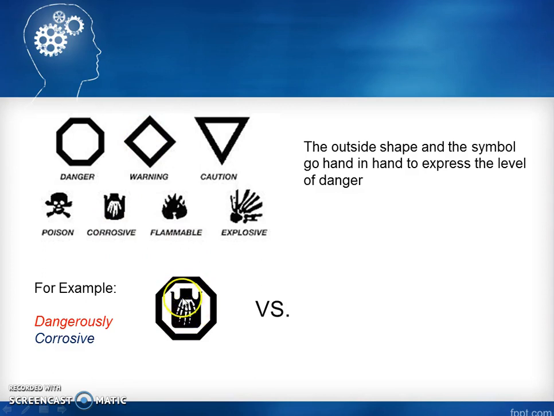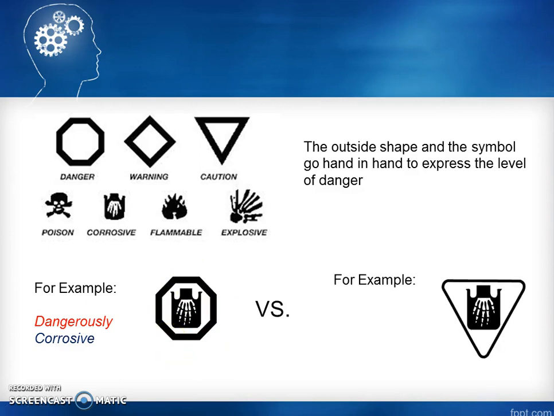So if you have this hand, the hand here means corrosive, and it's in the danger, so this would be dangerously corrosive. Do not stick your fingers in there. Versus, say, the triangle with the corrosive sign, which means caution, it's corrosive. So just be careful.